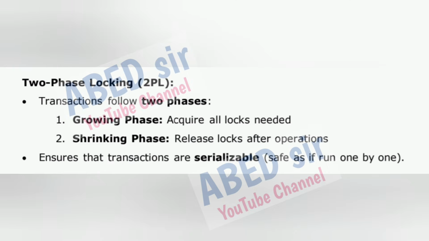Two-phase locking, 2PL. Transactions follow 2 phases. 1. Growing phase, acquire all locks needed. 2. Shrinking phase, release locks after operations. Ensures that transactions are serializable, safe as if run one by one.